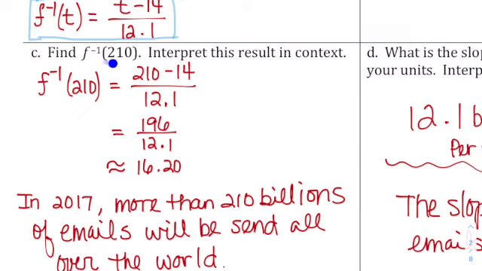That means if you send out 210 emails, how many years is that going to take? So f of 210 emails, and then plug into the equation, you get how many years? Because we had to round up the years. If you do 16, it will never reach 210 emails. So we rounded up: in 2017, more than 210 billion emails were sent all over the world.